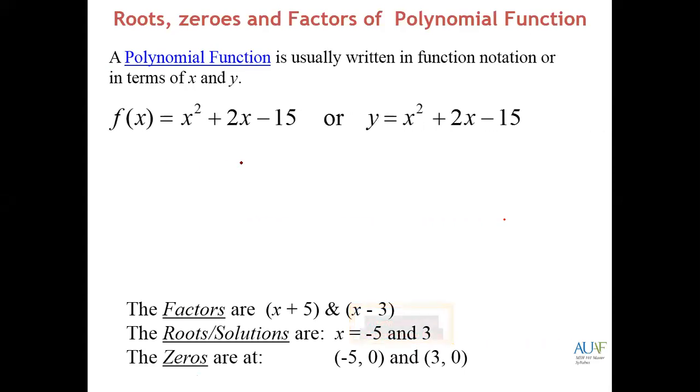We have a polynomial function. Let's suppose I will start from the quadratic function, y is equal to x square plus 2x minus 15. So, what are the zeros, factors, or roots of a quadratic equation?